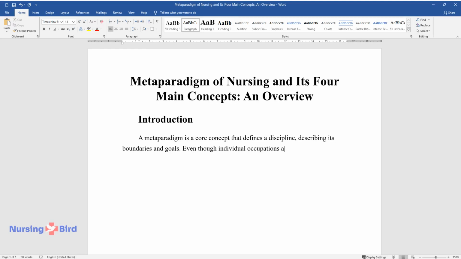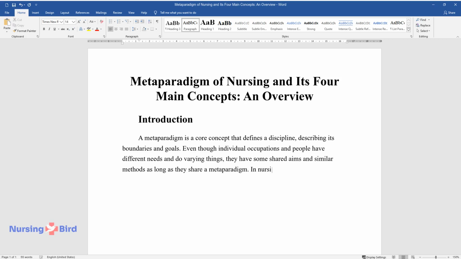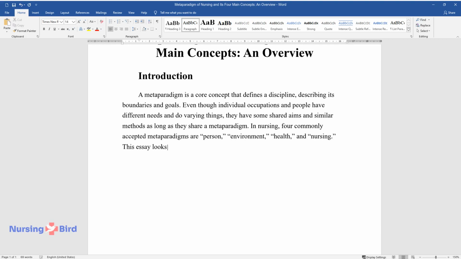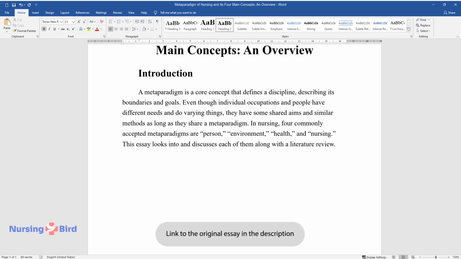Even though individual occupations and people have different needs and do varying things, they have some shared aims and similar methods as long as they share a metaparadigm. In nursing, four commonly accepted metaparadigms are person, environment, health, and nursing. This essay looks into and discusses each of them along with a literature review.